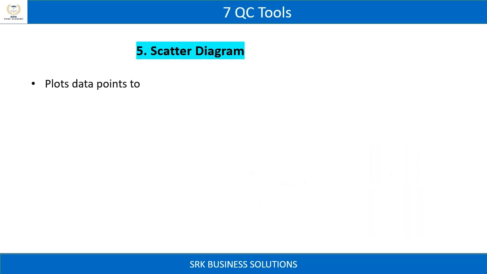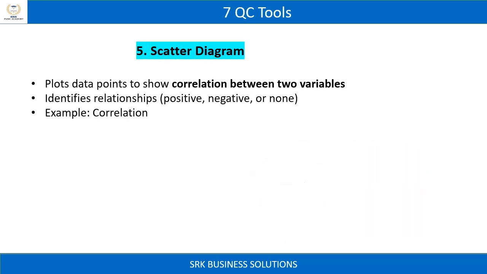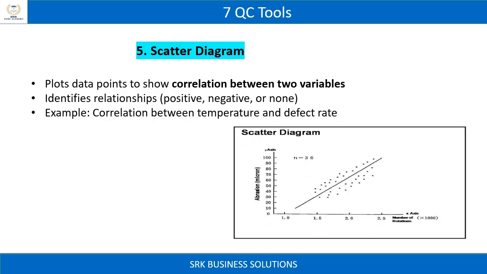The fifth QC tool, scatter diagram, plots data points to show the relationship between two variables. This helps determine if there is a correlation. For example, we may want to know if higher operating temperatures are linked to increased defect rates. A scatter diagram can reveal a positive correlation, a negative correlation, or no correlation at all. This tool is valuable when testing hypotheses and identifying Kaizen effect relationships.